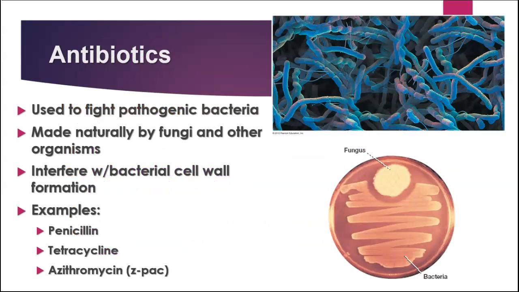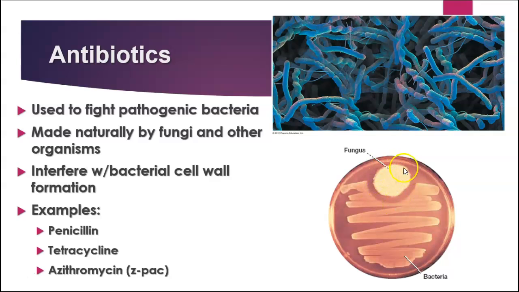Antibiotics are something that we often use to fight bacterial infections. These are naturally occurring chemicals that are made by living things like fungi and other bacteria as well. Most of them work by interfering with cell wall formation. If the bacteria can't make new cell walls, then it can't grow, and if it can't grow, it's eventually going to die. Examples of antibiotics would be penicillins, like ampicillin and amoxicillin, tetracycline, and azithromycin, which is what you get when you take a Z-Pack. These are various ones that can be used to fight various kinds of bacterial infections.